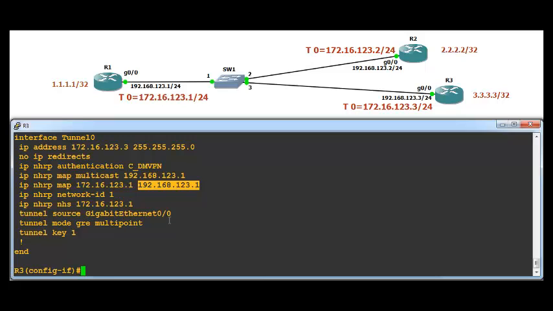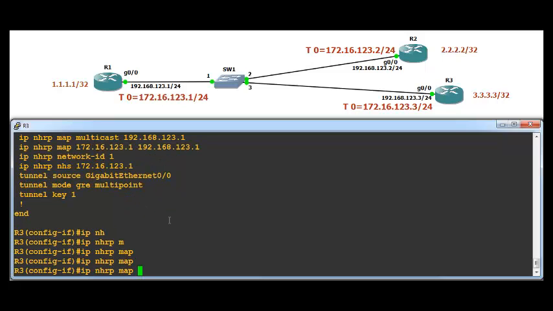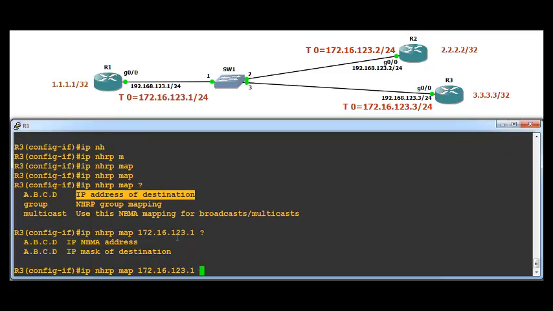Okay, sir. See, ip nhrp map. You see what it says? It says, what's the IP address of the destination? What destination? You are on the tunnel interface. You need to provide the tunnel destination. Is that right? Tunnel destination is what? 172.123.123.1 and put a question mark.